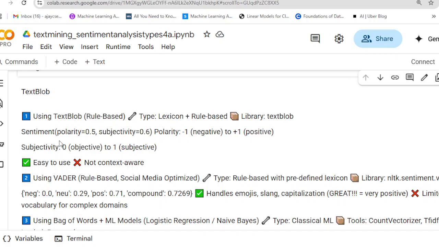Here, polarity can be -1 to +1. Subjectivity will be 0 to 1, indicating if it is objective or subjective. It is easy to use, but it is not context aware.